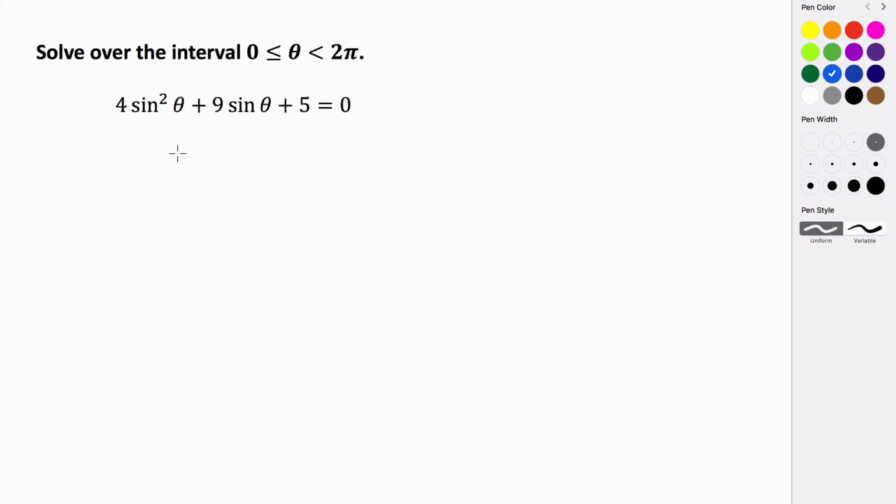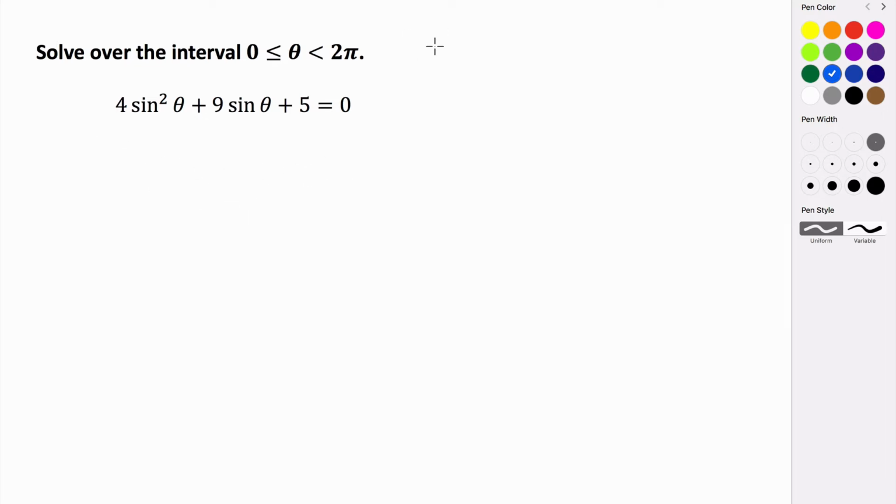So let's solve this equation on the interval from 0 to 2 pi. 4 sine squared theta plus 9 sine theta plus 5 equals 0. So for this problem, we want to actually factor this as if we were factoring a quadratic trinomial, right? Using the x in the boxes, if you will.